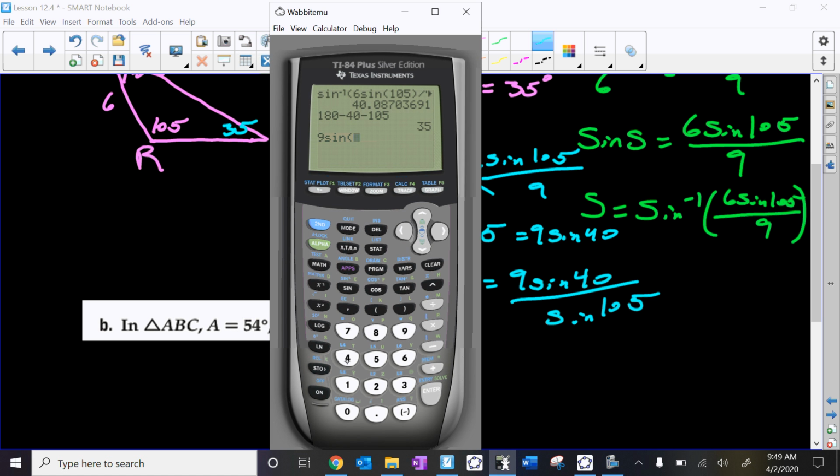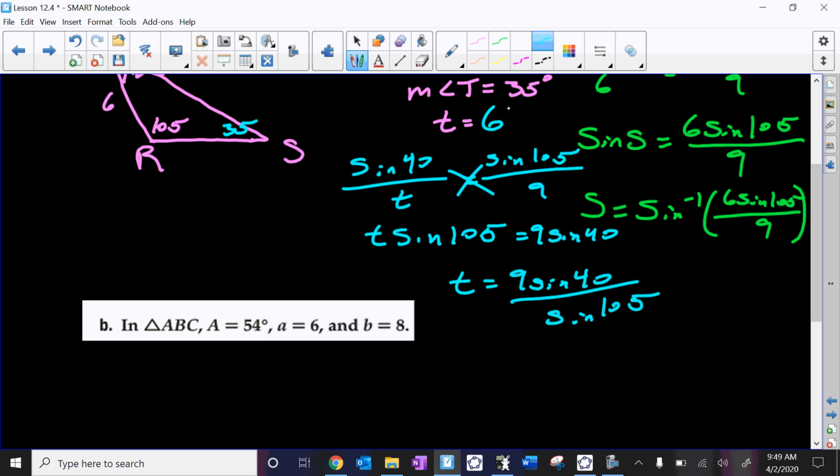9 sine of 40 divided by sine of 105. Gets us approximately, it's going to round it all the way up to 6 this time. And that's how you do it.